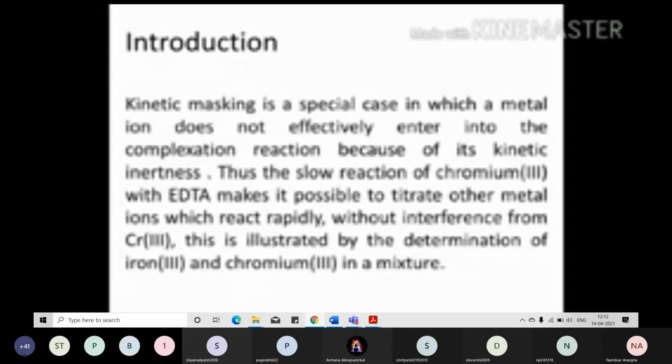Kinetic masking is a special case in which a metal ion does not effectively enter into the complexation reaction because of its kinetic inertness. Thus, the slow reaction of chromium 3 with EDTA makes it possible to titrate other metal ions which react rapidly, such as iron 3, without interference from chromium 3. This is illustrated by the determination of iron 3 and chromium 3 in a mixture by kinetic masking method.